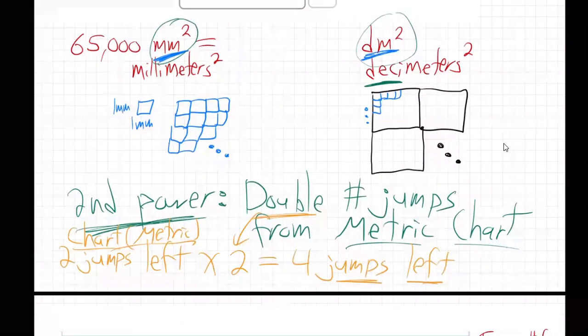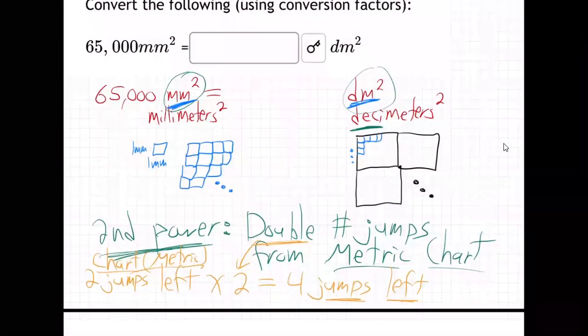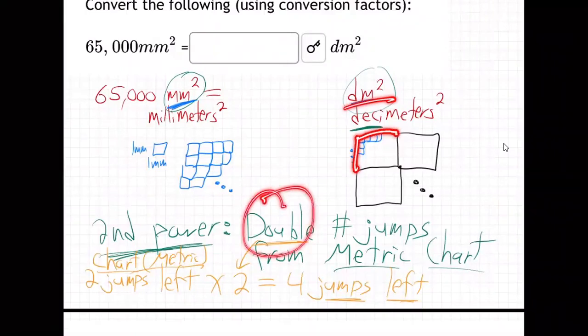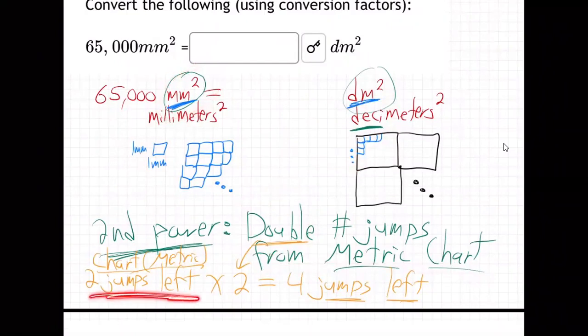So I just went to the chart. The chart said 2 jumps left, but then I double it because we have square units, right? These are squares. These are 2-dimensional. In other words, it's not just millimeters in one direction, it's millimeters in two directions, millimeters by millimeters. And we're converting not just to decimeters in one direction, but decimeters by decimeters, in two directions. So you double whatever you get from the metric chart when there's a second power, when it's square units. So 2 jumps left times 2, 4 jumps to the left.